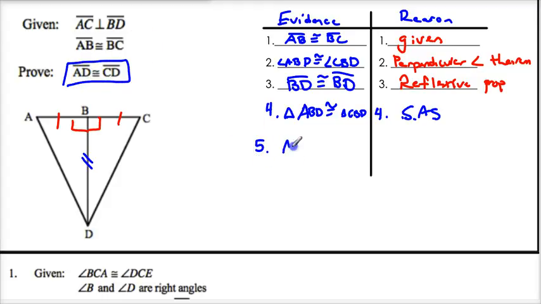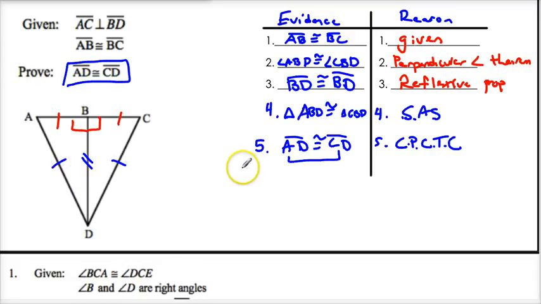I know that AD is congruent to CD, and the reason I know that is because of CPCTC, corresponding parts of congruent triangles are congruent. And you could actually just write this abbreviation. You don't have to write the whole thing. CPCTC. Corresponding parts of congruent triangles are congruent. If these two triangles are congruent, then these must be congruent to each other. All right? And that's it.